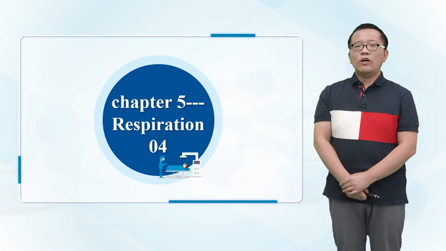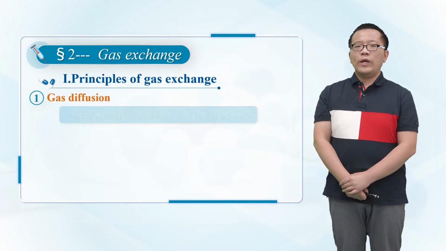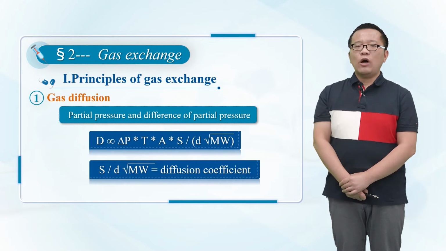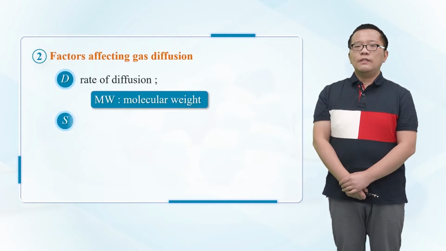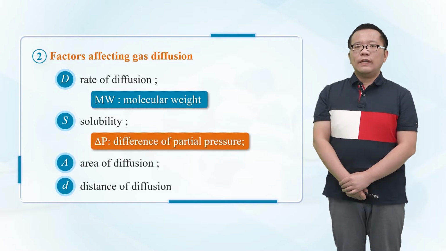Now let us talk about gas exchange. First, we should know some principles of gas exchange. Gas diffusion depends on partial pressure and the difference of partial pressure. The main factors that affect gas diffusion are rate of diffusion, solubility, area of diffusion, and distance of diffusion.